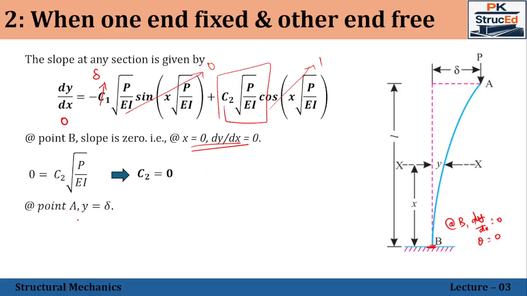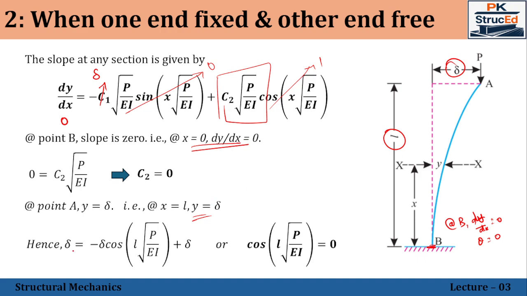Right. So now at point A, we have the deflection. The deflection is delta. That is, at x is equal to L, the distance of L, y is equal to delta. So, we can apply this third boundary condition also in order to solve for the unknowns. Now, applying that, delta will be equal to C1. C1 has already been calculated as minus delta. So, minus delta cos L into root over P by EI.